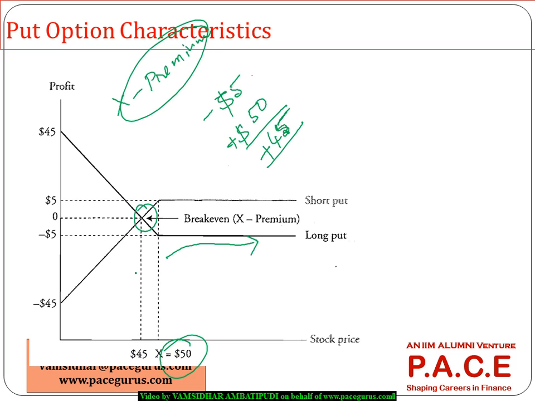So these are the 4 different strategies: buy call, sell call, buy put, sell put. These 4 graphs you have to be comfortable with to start with. The long call graph, long put graph, short call graph, short put graph. Once you know the long call and long put, the mirror reflection of that is nothing but the short call and short put positions.